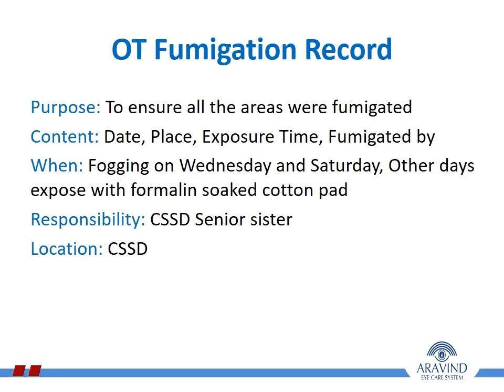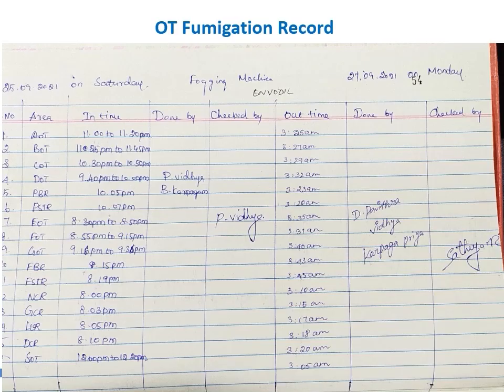Next is the OT fumigation register. The purpose is to ensure all areas of the operating theatre were adequately fumigated. It contains date, place, exposure time, fumigated by the person's signature. The entry is done whenever fumigation takes place. Fogging is done on Wednesday and Saturday. Other days, exposure with formalin soaked cotton pad is done. The responsible person is the CSSD senior staff and the register is kept in the CSSD department. This picture shows the OT fumigation record.